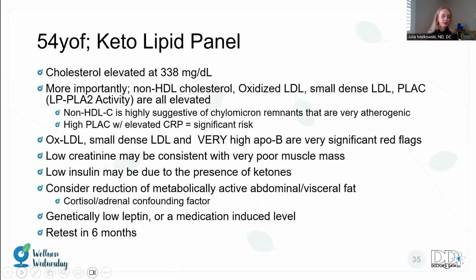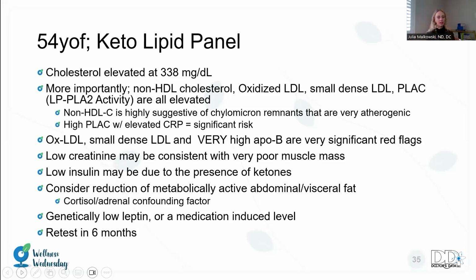Okay. All right. So for this patient, what can we do? The cholesterol is elevated, but more importantly, the non-HDL cholesterol, oxidized LDL, small dense LDL, and plaque are all elevated. The non-HDL cholesterol is very suggestive of the chylomicron remnants that are atherogenic. And we know that we have that. In addition to that, we have the plaque formation, the HSCRP. So this is a very high significant risk. The oxidized LDL, the small dense LDL, and the very high apolipoprotein B are significant red flags.